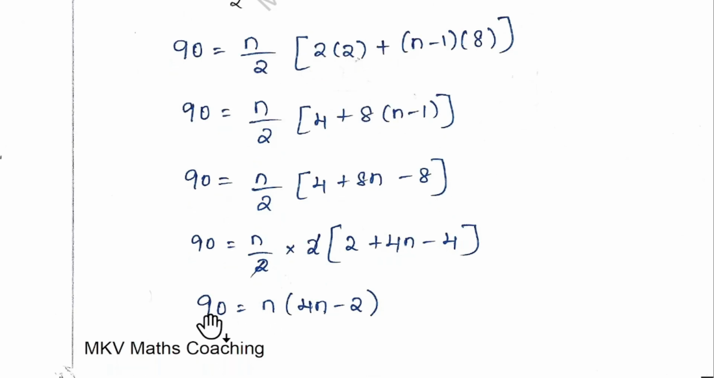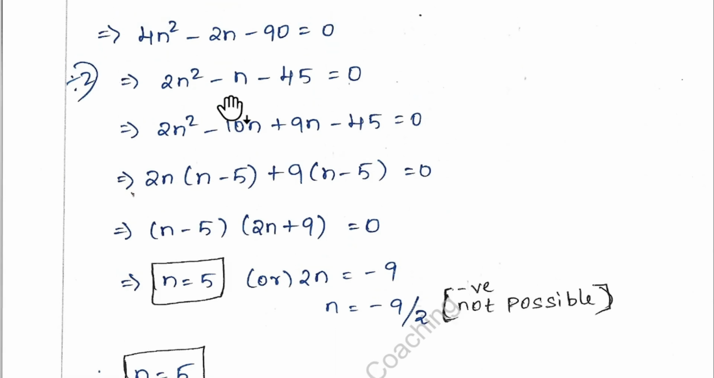So I'm ending up with the quadratic equation. If I multiply this n inside, 4n square minus 2n, and 90 I'm taking this side. So 4n square minus 2n minus 90 is equal to 0. So this is a quadratic equation. You can also reduce this equation by dividing it by 2, since every term is a multiple of 2. 2n square minus n minus 45.